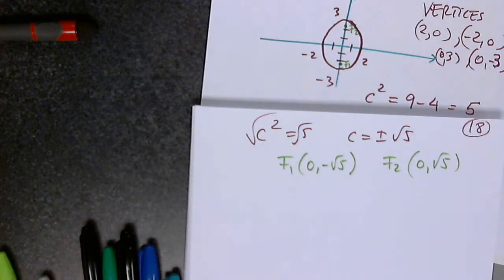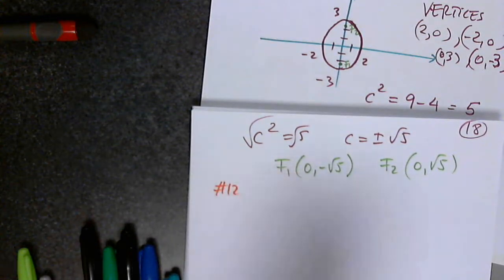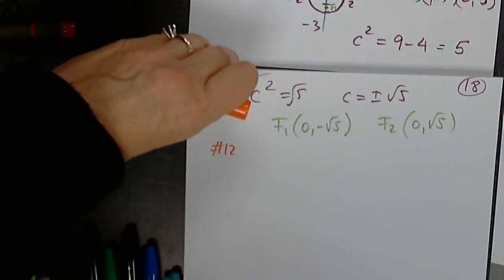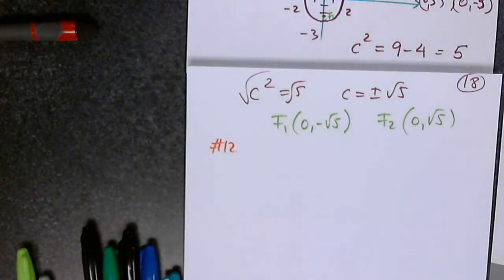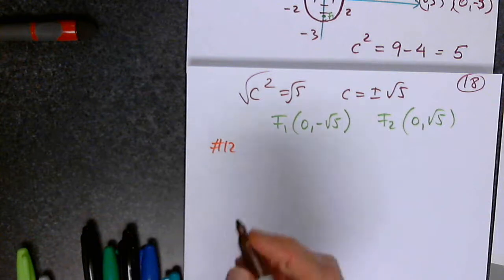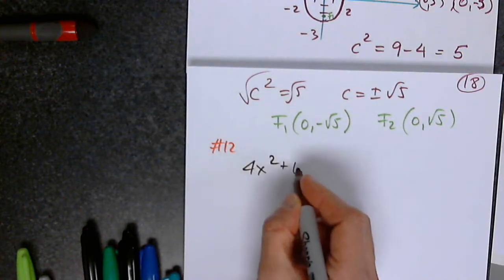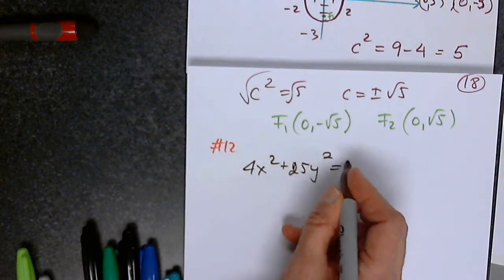Okay, so let's look at another. Let's say problem 12. So in problem 12, we want to graph the ellipse, and we want to find the foci for now. And of course, the major axis, the minor axis. And I will also explain the last item, which is the eccentricity. How far away is it from a circle? Okay, so 12 is 4x squared plus 25y squared equals 100.